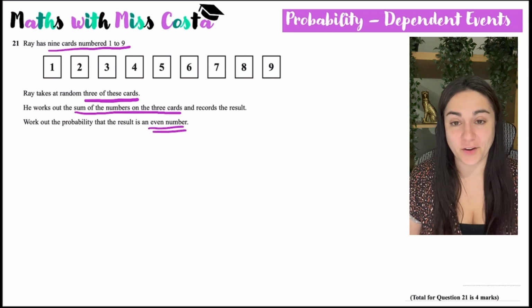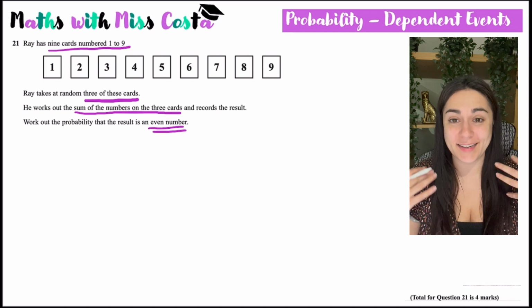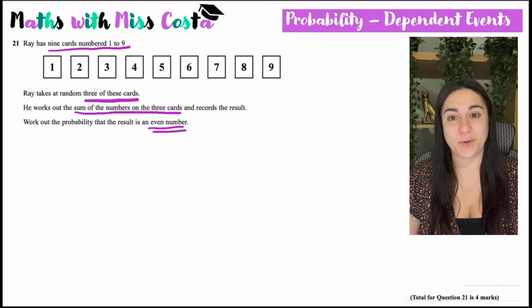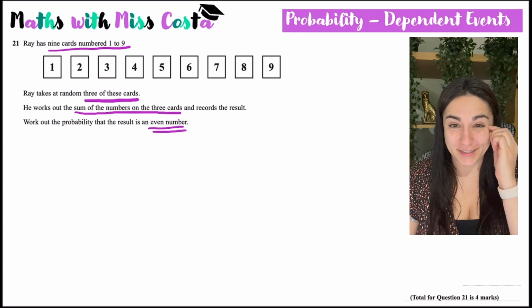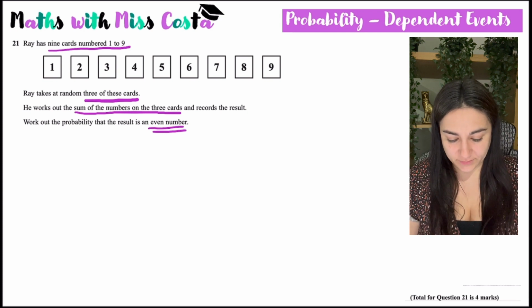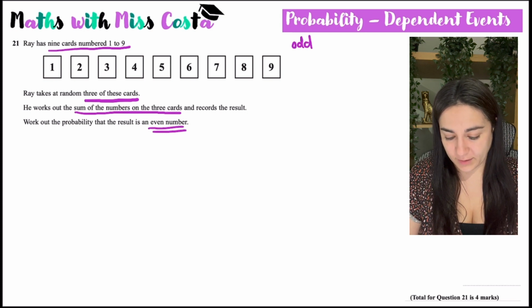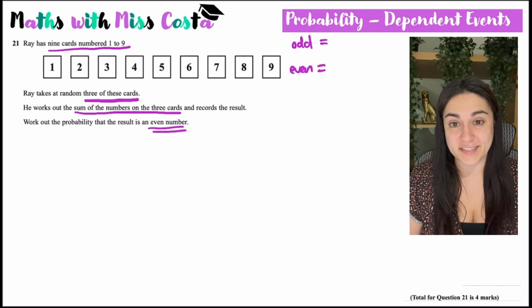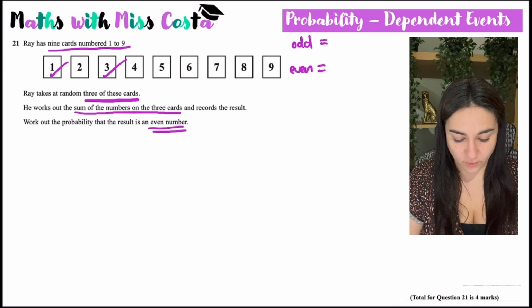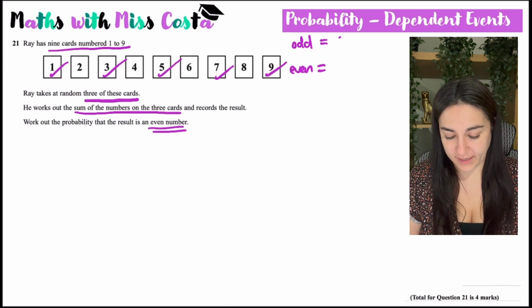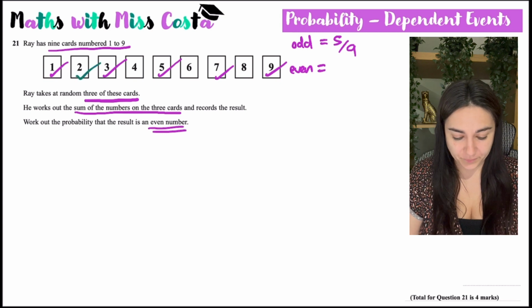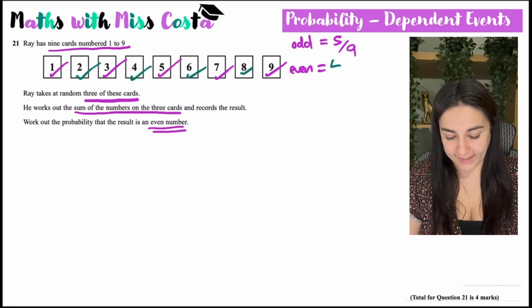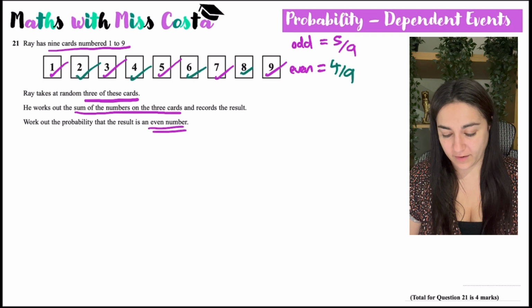Okay, so this seems like quite a complicated question, but if we break it down and just do the things that we already know how to do, it becomes a little bit more possible. So first of all, I know that I'm dealing with odd numbers and even numbers. So what would the probability of getting an odd number be? Well, I've got 1, 3, 5, 7, and 9. So I've got 5 out of the 9 cards are odd numbers. And then for even, I've got 2, 4, 6, and 8. So 4 out of the 9 are even.